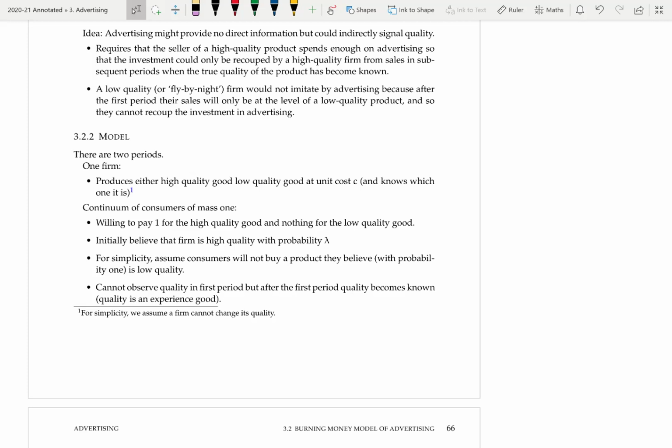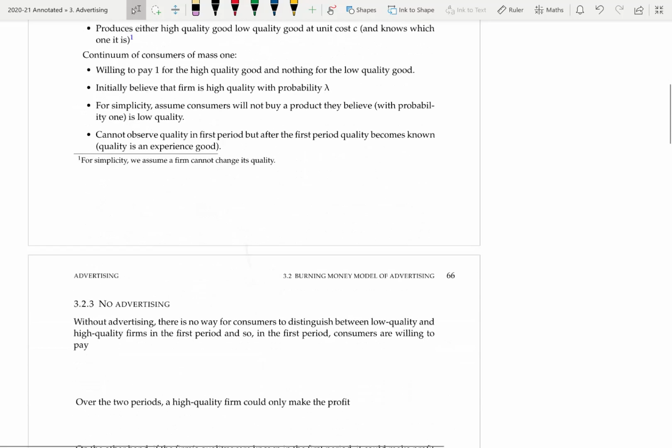Initially, consumers believe that the firm is high quality with probability lambda, and for simplicity, we'll assume that consumers will not buy a product that they believe with probability 1 is low quality. The consumers cannot observe the quality in the first period, but after the first period, if all the consumers purchase the good, then they learn its quality. Quality is an experience characteristic.